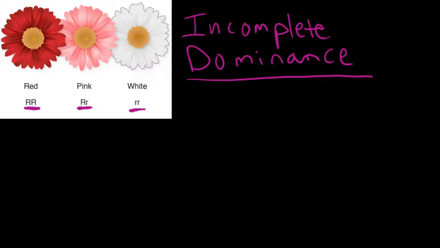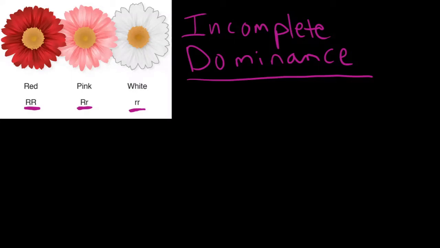So this is not a case of the two technically blending. It's not as if there's red and white pigments making pink. It's just that the red pigment only gets coded for basically halfway, and you end up seeing what appears to be pink. But this is an example of incomplete dominance.